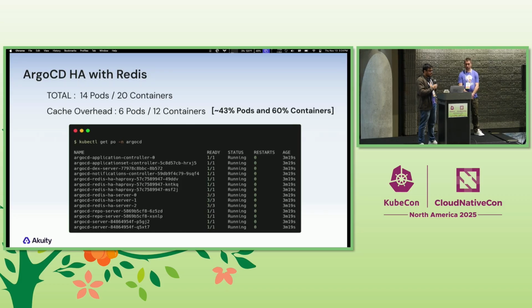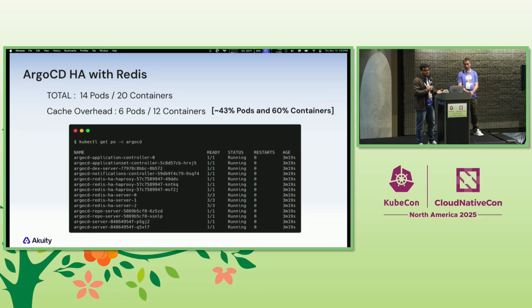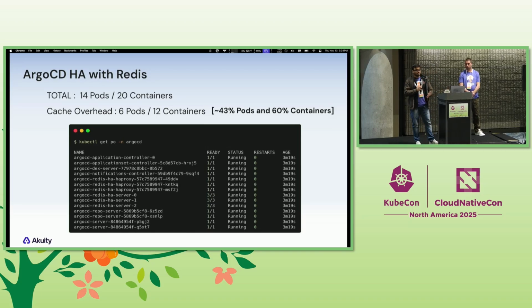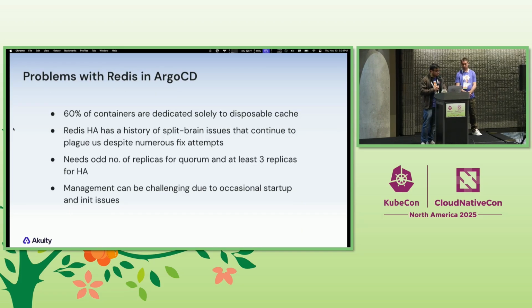And the cache overhead, of the total number of pods and containers deployed for Argo CD in the setup, is 6 pods and 12 containers. So that is 6 pods and 12 containers all dedicated to Redis, which is basically a disposable cache at this point, right? And if you're wondering, it's basically 43% of all the pods and 60% of all the containers deployed for Argo CD. And that might not make sense for most of you. Like, why is a disposable cache being given so much resources, right?